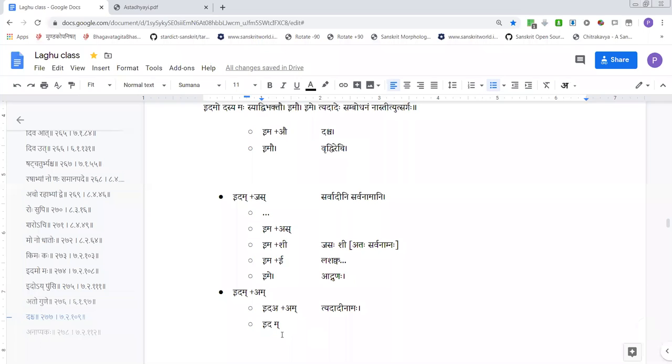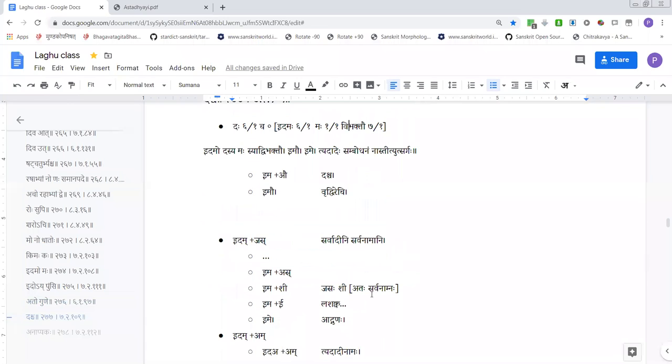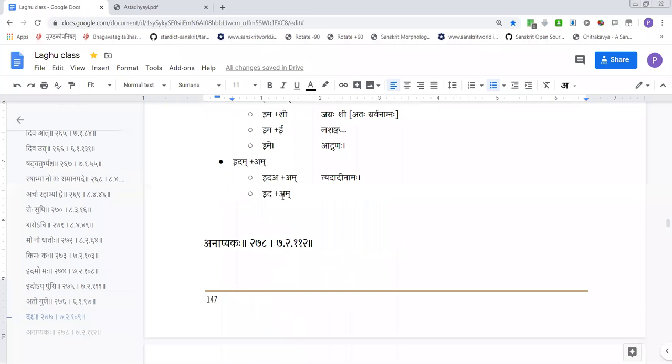So ida plus am, but how did this become ima? Dascha. What is the condition here? Vibhaktau. There is no other specific condition. Is it a vibhakti? Yes, it is a vibhakti. So being a vibhakti, dascha will apply. And once dascha applies, what will happen?